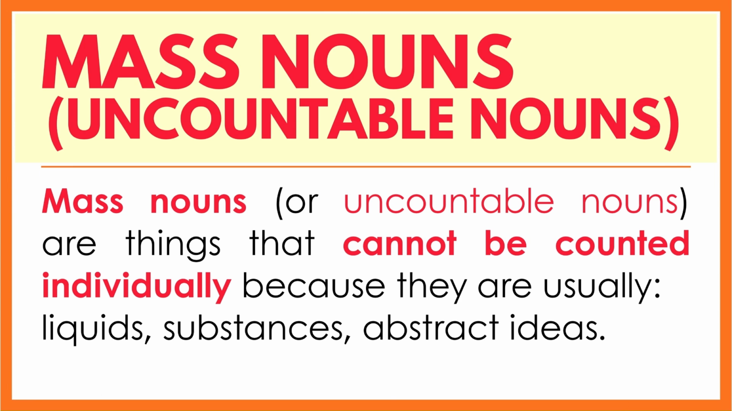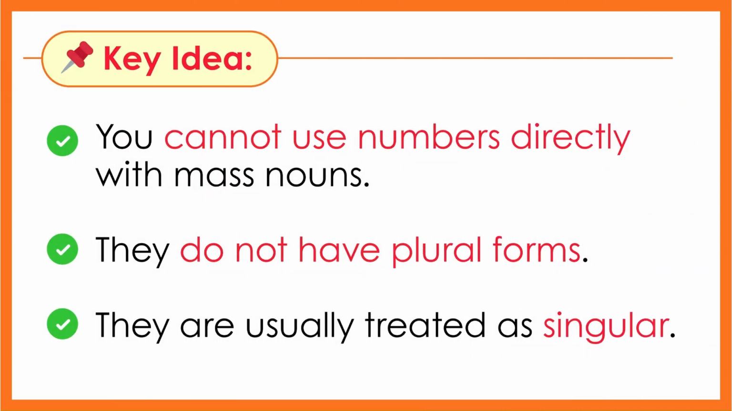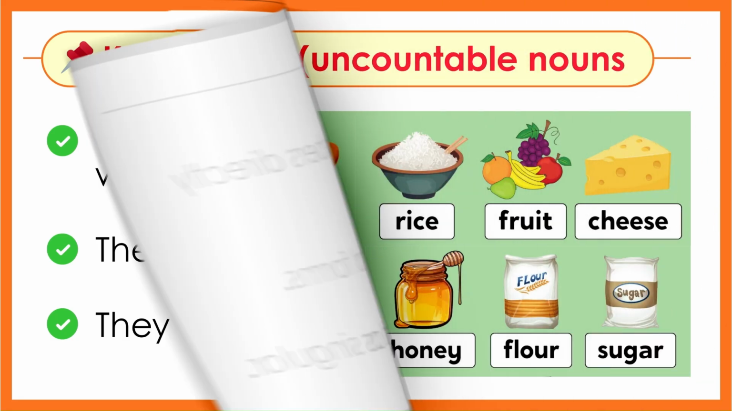Mass nouns are things that cannot be counted individually. They are usually liquids, substances, or abstract ideas. Key idea. You cannot use numbers directly with mass nouns. They do not have plural forms. They are usually treated as singular.